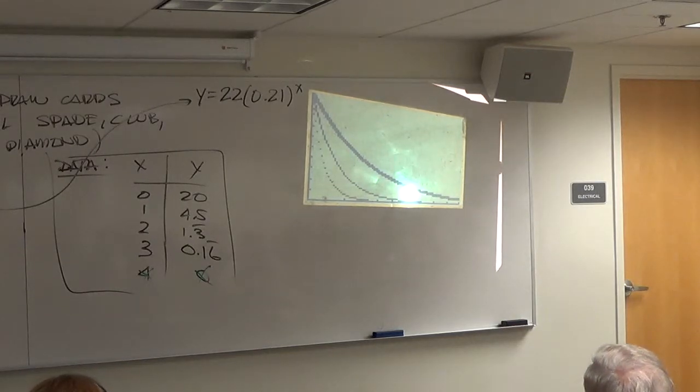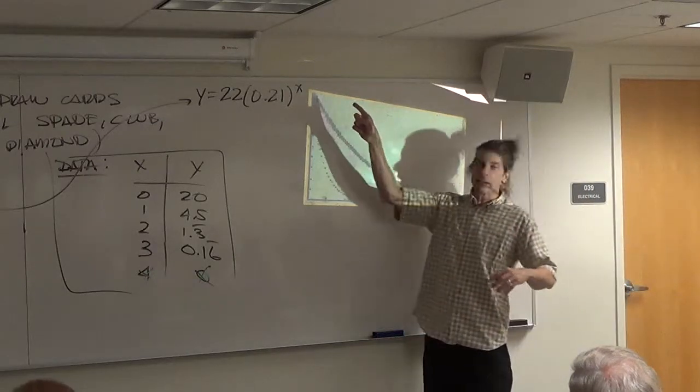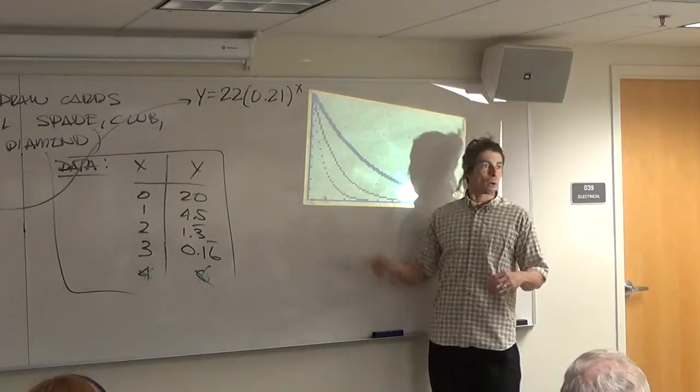Sean, what'd you make your y's? I made y 0 to 20 by 2s. And the only reason I did that was I knew they were going to cross up here at 20, and I figured they're not going to get below 0.